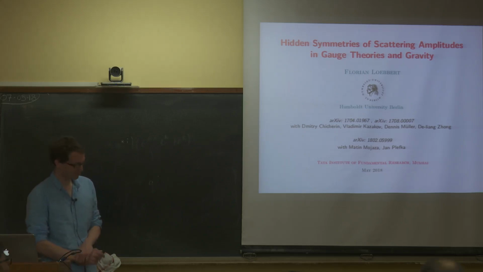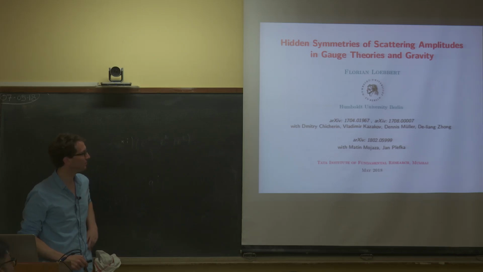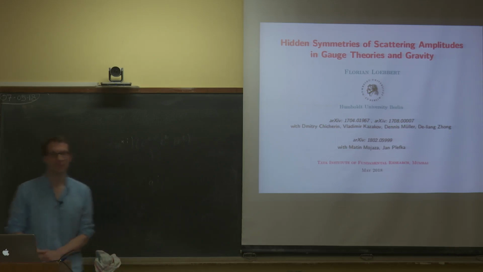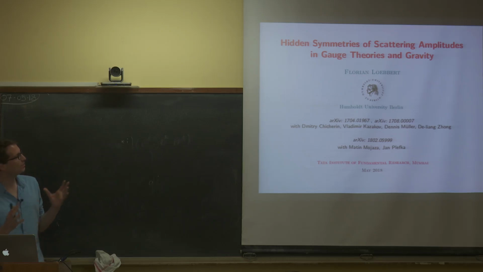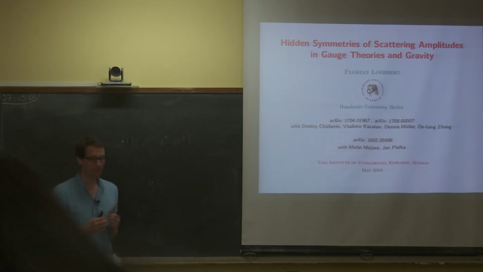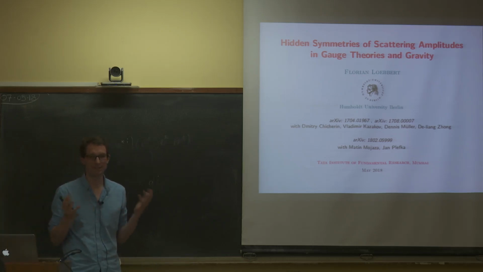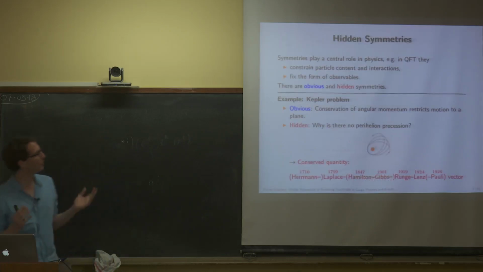This talk is about two projects with people from Mainz, Paris, and Berlin, and from Potsdam and Berlin. I try to combine these two different projects under the joint umbrella of hidden symmetries. So what do I mean by this?